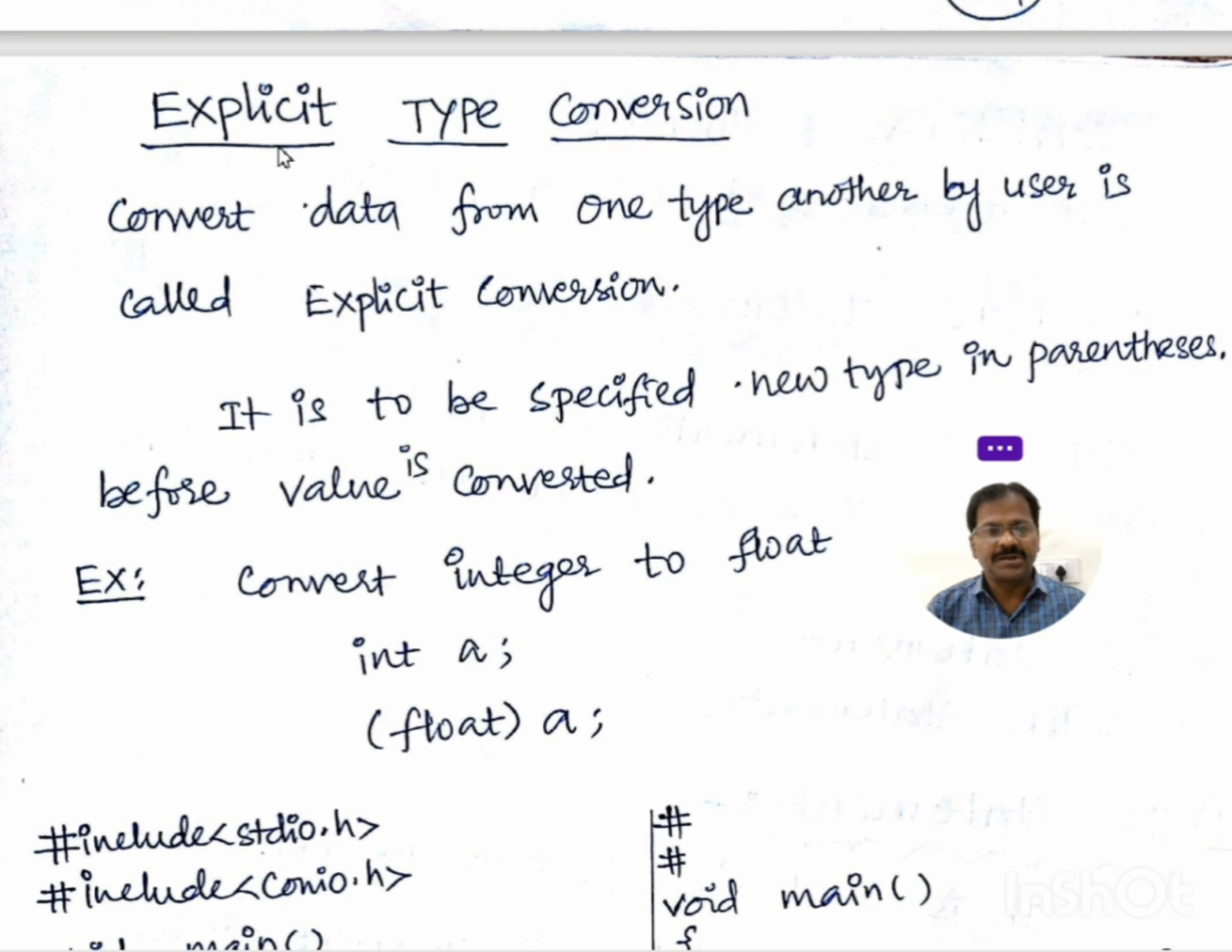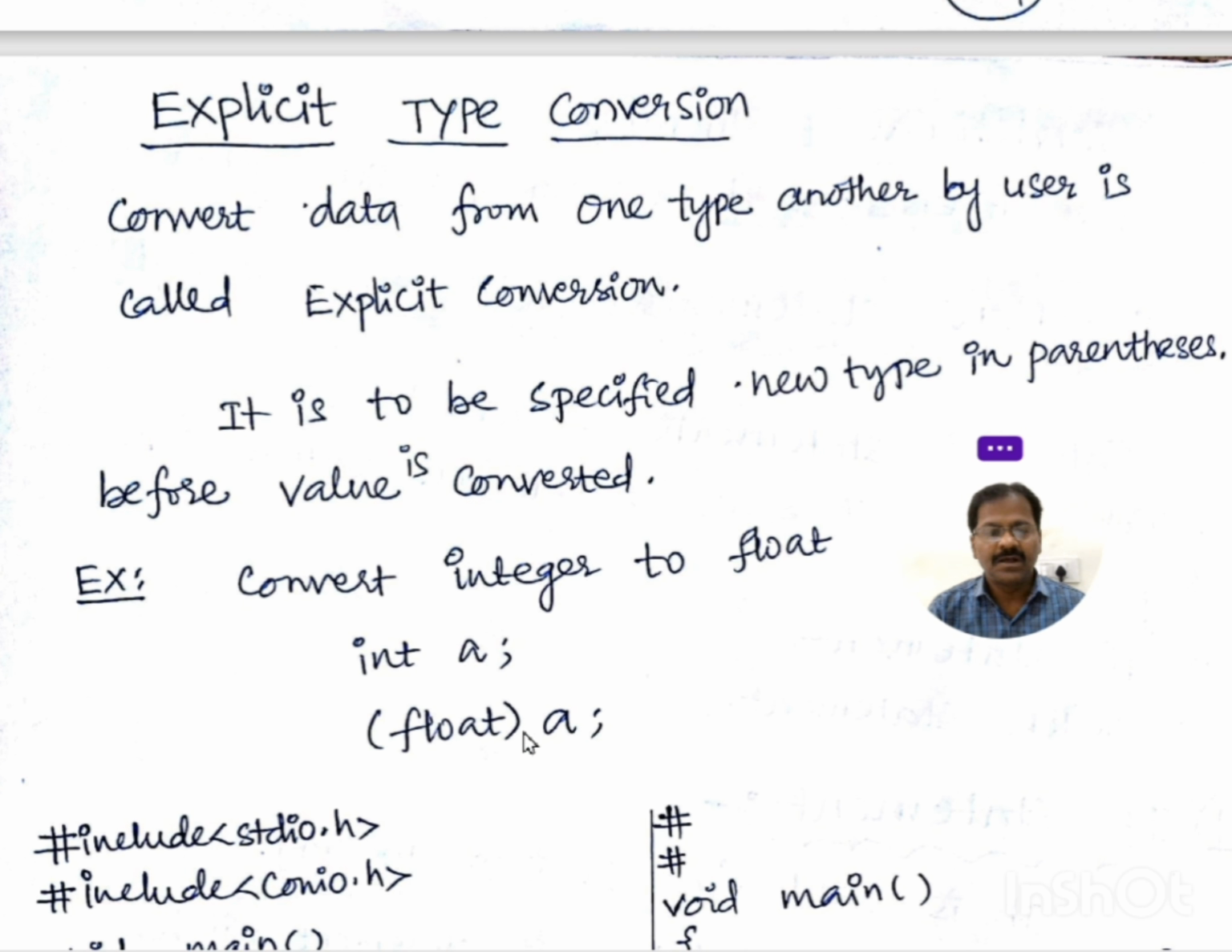Externally we can convert data from one data type to another data type by the user. User means we are the users. Forcibly we are converting by ourselves. So that is the explicit conversion. Here we only convert. Earlier in implicit, the compiler by default automatically converted, but now we are converting. The user is converting. That is the explicit type conversion.